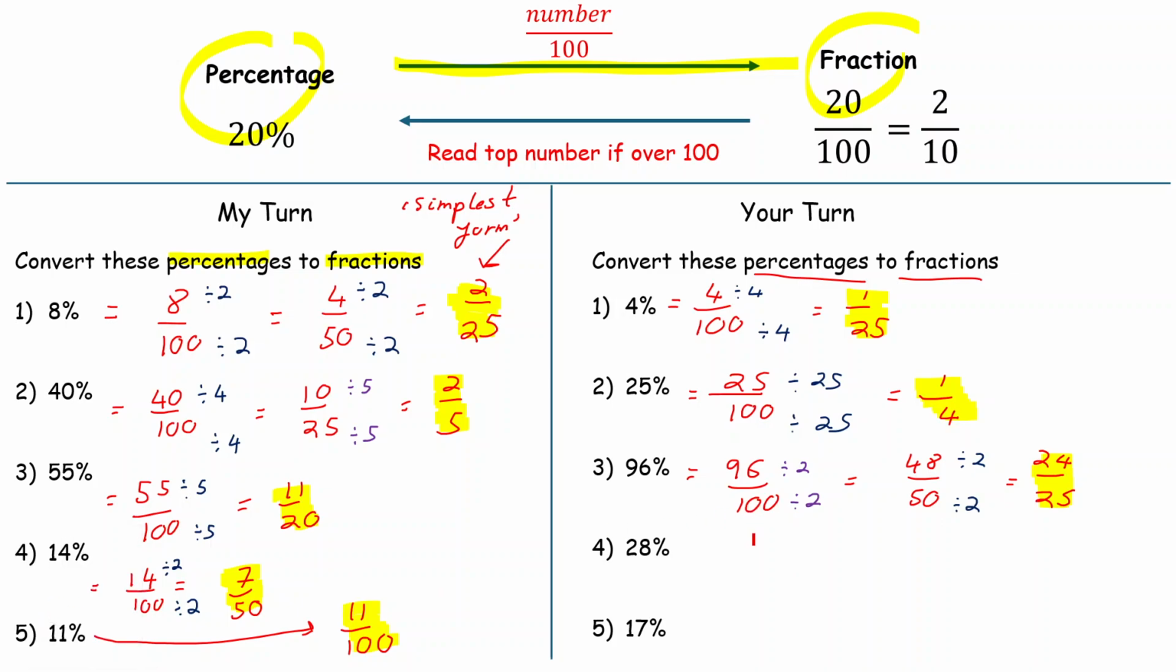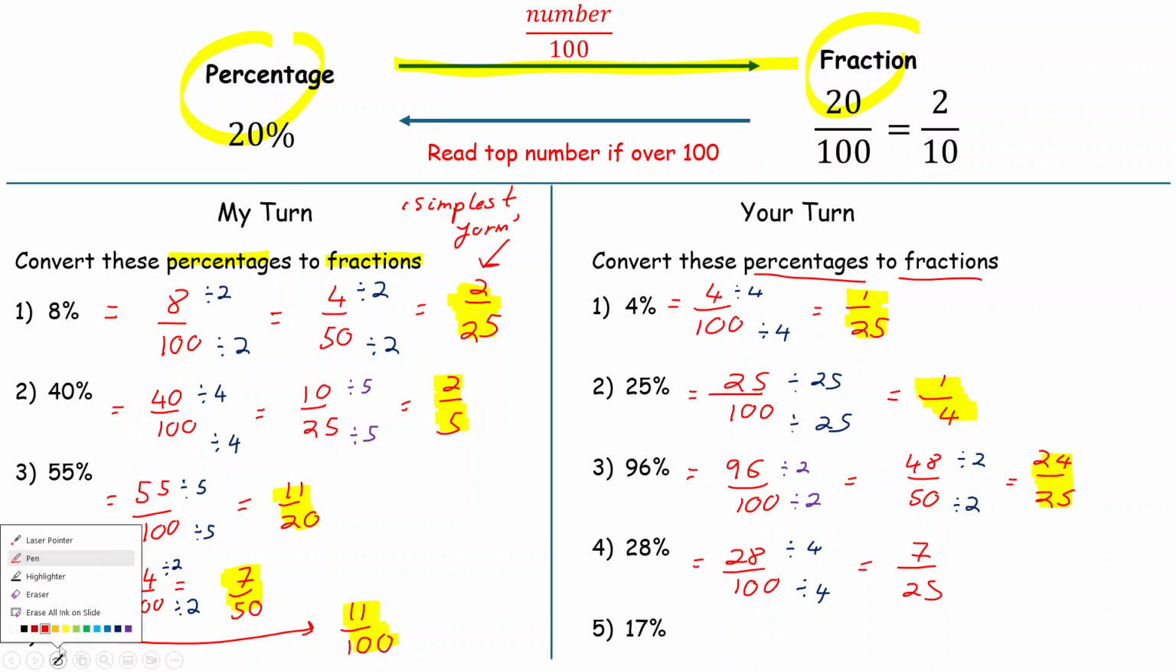28%, again, your number, which is 28 over 100. Divide by a common factor, which in this case we can divide by 4. We could go by 2, but I know that 4 is a factor of both. Then we know that 28 divided by 4 is equal to 7. 100 divided by 4 is 25, so 7 over 25. In its simplest form. There we go.